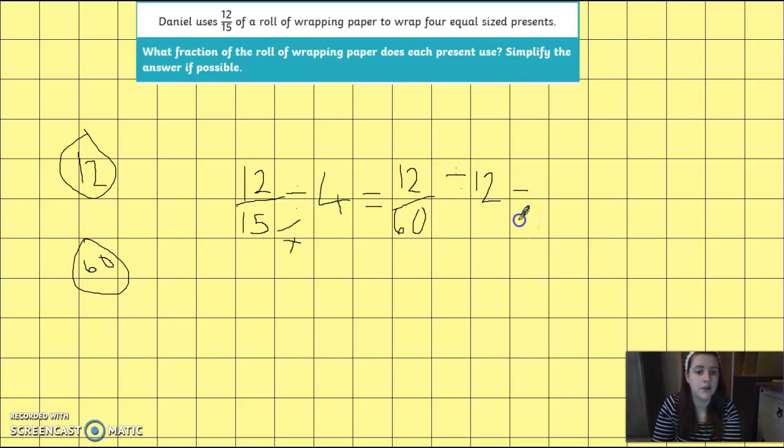Okay, so if I divide 12 by 12, I would get 1. If I divide 60 by 12, I would get 5. So 12/60 is also correct, but so is 1/5, because I can simplify it down. And saying 1/5 to someone is a lot easier than saying 12/60 in real life if they were to be measuring something. So hopefully that will make sense to you.